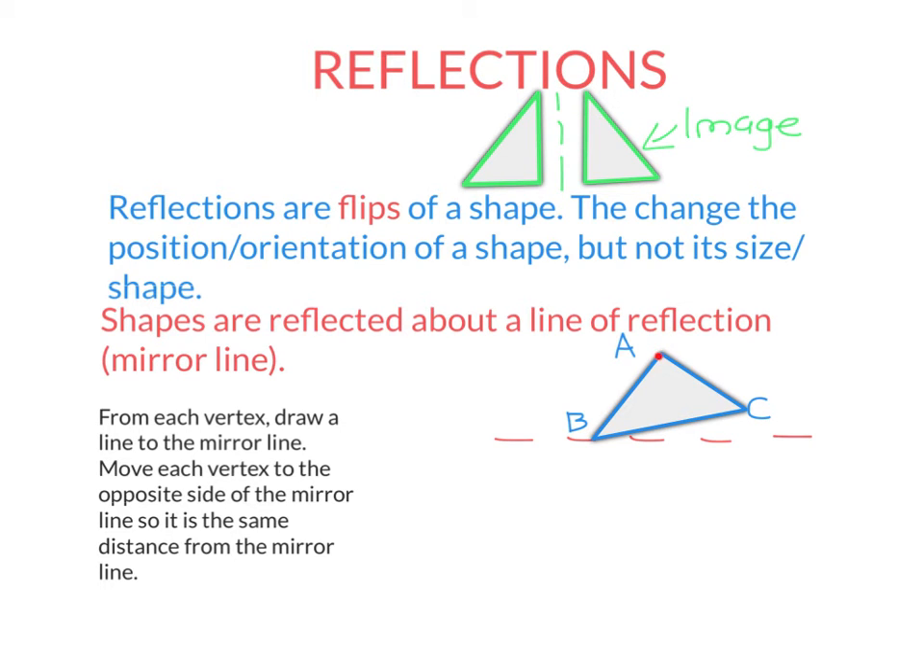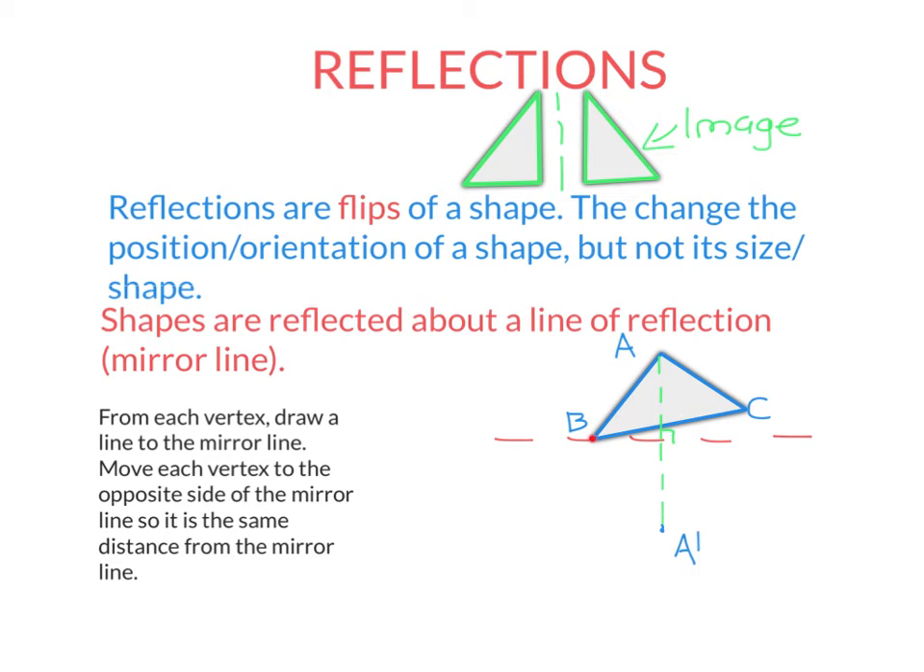If I want to reflect vertex A here, what I do is I draw a line from vertex A to the mirror line, and it needs to hit the mirror line at 90 degrees. Then I extend this line. I'm going to keep drawing it down here so that it's the same length. And then I simply move A to the other side. So, of course, A we move to A dash, that means the image of A. These two points, A and A dash, are the same distance from the mirror line, but A dash is just on the opposite side. So A dash goes there.